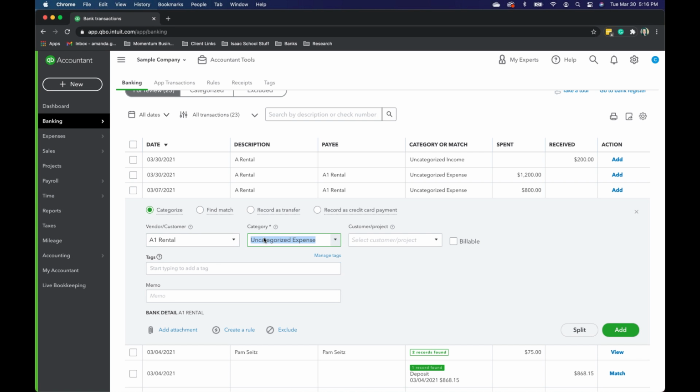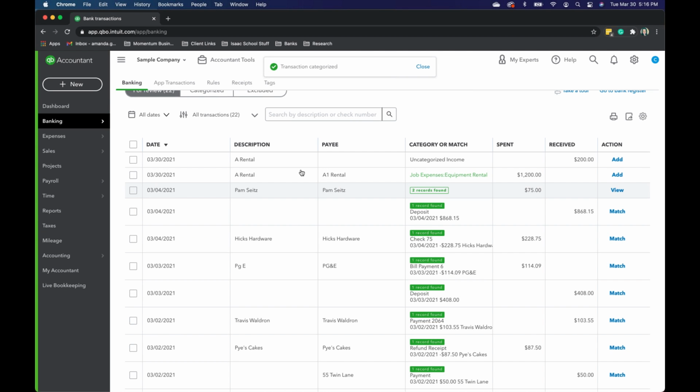So again, we're spending $800, and I'm assuming if we're a landscaping company and we are getting something from A1 rental, we are more than likely renting equipment for a job. So we're going to do equipment rental, job expense equipment rental. So again, let's take a look at behind the scenes. We are spending money, which means we are reducing our asset of our checking account. So an increase in an asset is a debit, remember? So a decrease must be a credit. So then that must mean we are debiting an expense account, and that's exactly what we're doing.